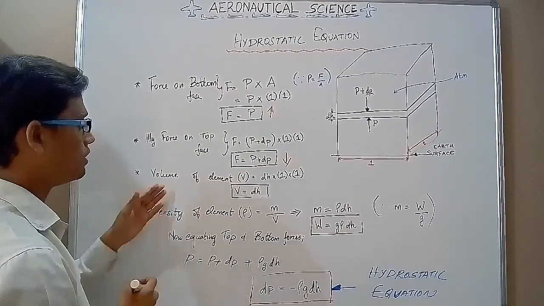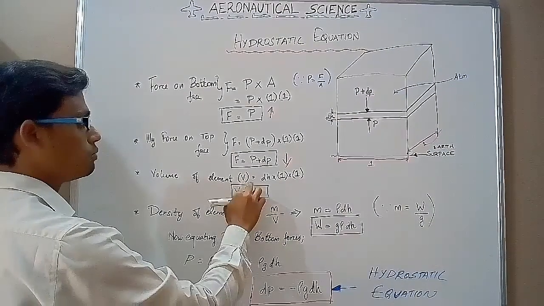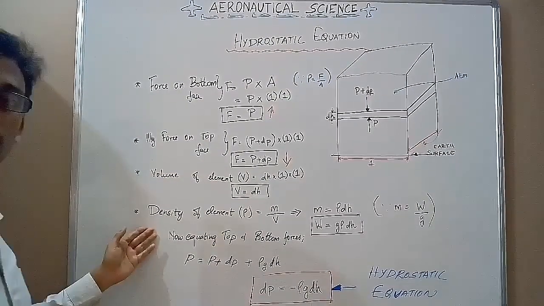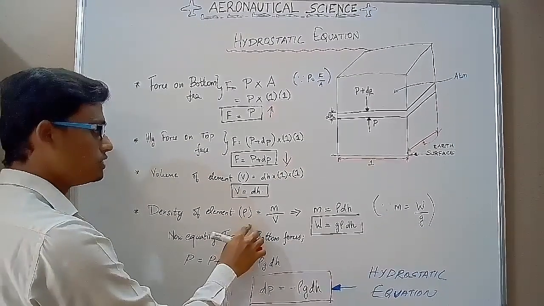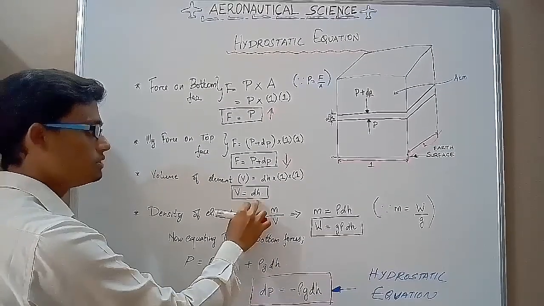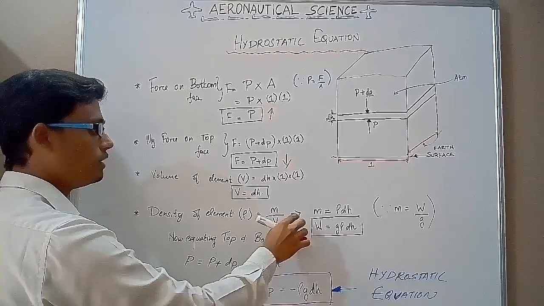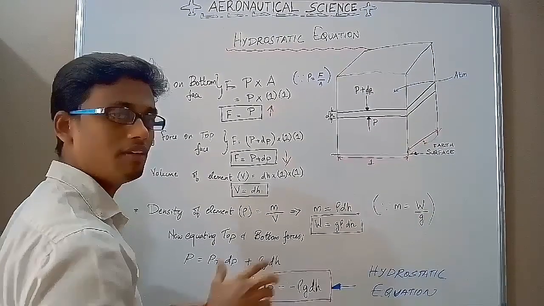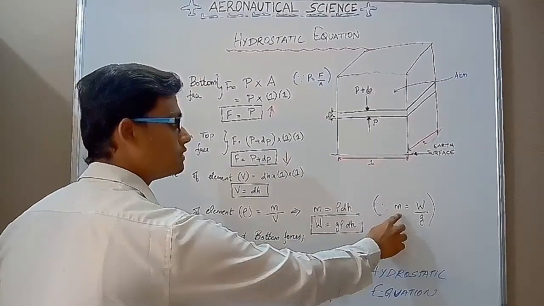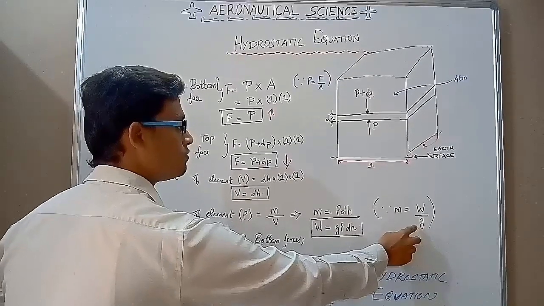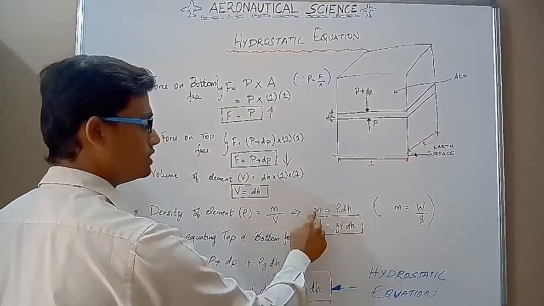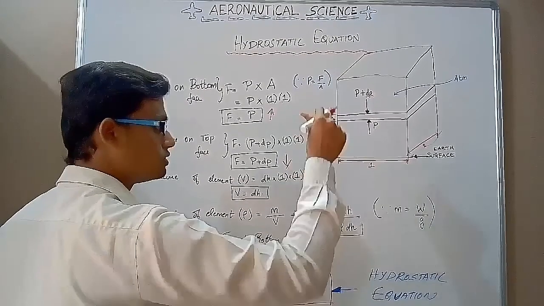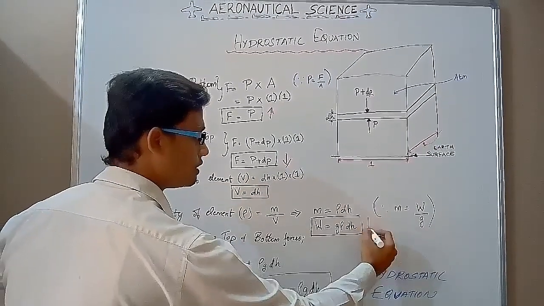Similarly, the volume of the stationary element is V equal to dh into 1 into 1, which gives volume equal to dh. And the density of the stationary element is rho equal to mass by volume, where the volume is dh. Substituting the volume, we get mass equal to rho dh. Since we are considering an atmosphere, we have to take gravity also into account. So we convert mass equal to weight by gravity, which gives the same equation. Substituting in this equation, we get weight equal to g rho dh. Since gravity also acts downward, it is a downward force.